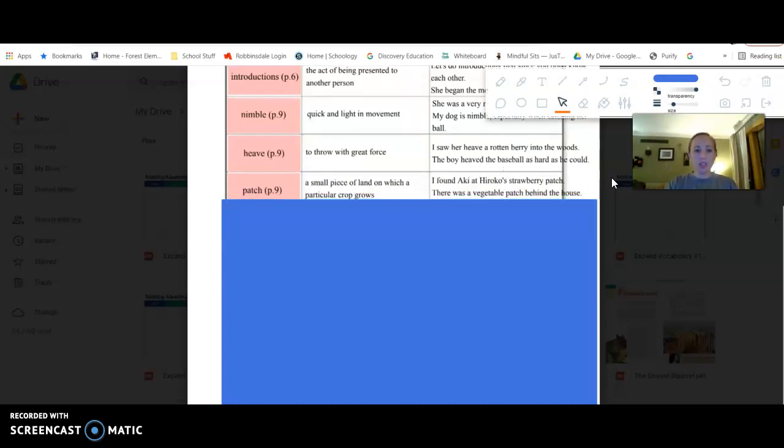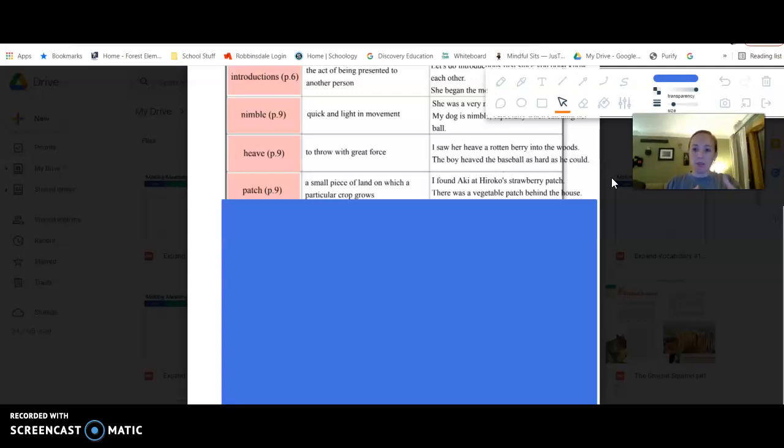And the last word on this list is patch. You might be thinking, like the thing I put on my shirt or my pants if it gets a hole. Well, yes, but not in this story, because it says, I found Aki at Hiroko's strawberry patch. Doesn't make sense if we're talking about a patch on some pants. So in this case, it means a small piece of land on which a particular crop grows. So my second sentence, there was a vegetable patch behind the house. You might have heard of a pumpkin patch where pumpkins grow.